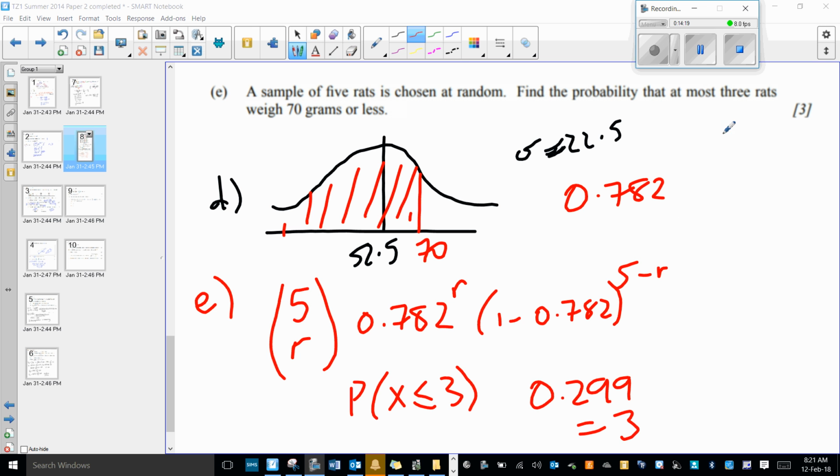Okay, this isn't the same answer as the mark scheme. Not 100% sure why that would be the case. Oh, they may have used the original percentage of 0.781650. Maybe that's why they've got that. But that's all correct working.